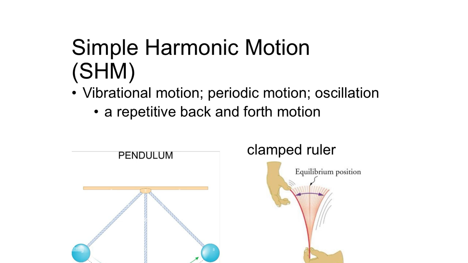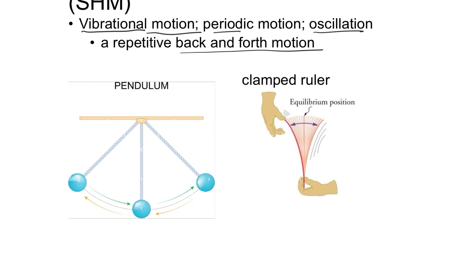So what is a cycle? Well, you have something vibrating. Vibrational motion is called simple harmonic motion. Harmonic means repeating. Also called periodic motion or oscillation. It's a back and forth motion of vibrating, or vibration. So a pendulum, think of a kid on a swing. A pendulum goes back and forth.